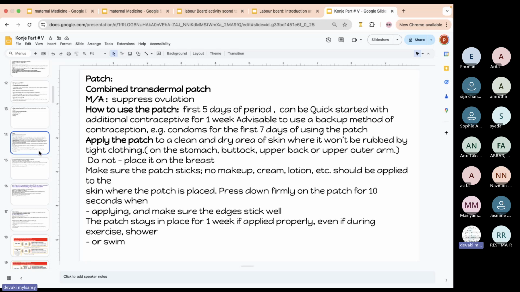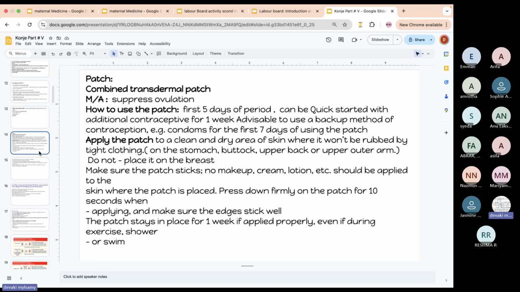It is advisable to use a backup method, a condom, for the first 7 days of using the patch, and if needed sometimes you can even ask her to use emergency contraception also. Apply the patch to a clean and dry area of skin where it cannot be rubbed off by tight clothing, and it will be safe. It will not get removed while changing your clothes either. Application should be on the stomach, buttock, upper back or upper outer arm. Do not place it on the breast, because hormones are released directly to the breast.